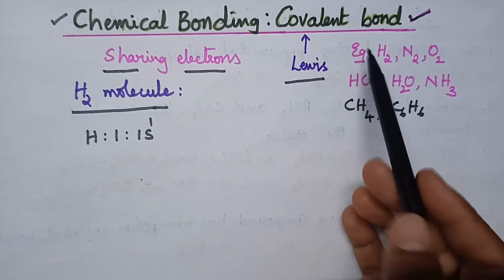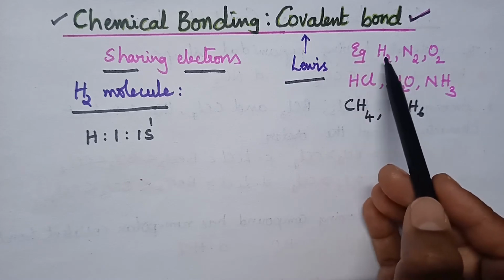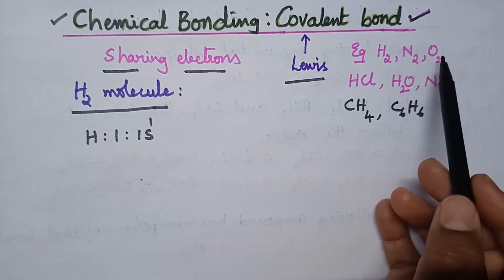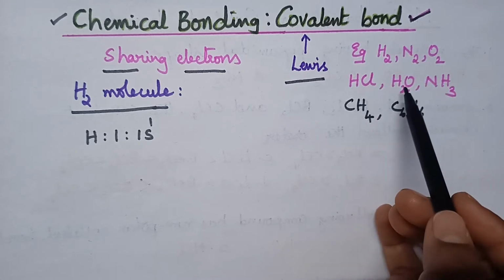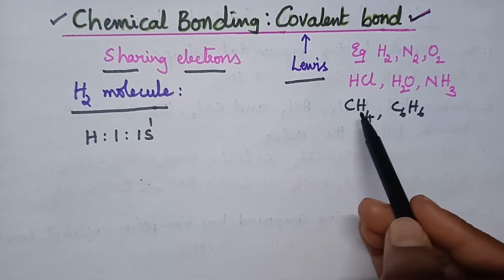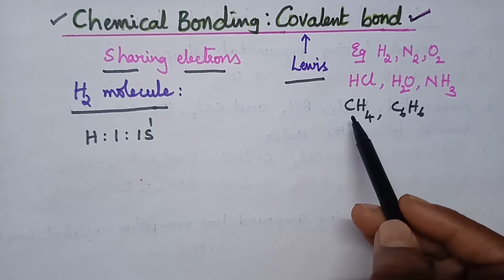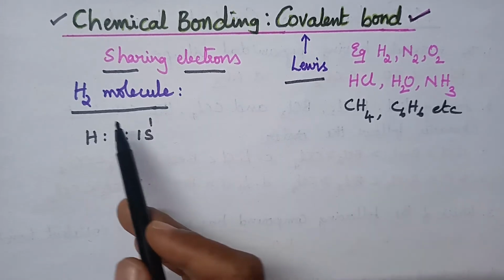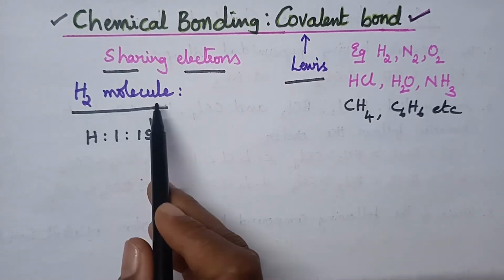Generally, a covalent bond is observed in hydrogen molecule and it is also observed in nitrogen molecule, oxygen molecule, HCl, water molecule, ammonia. Especially covalent bonds are present in organic molecules such as methane, benzene, etc. So let us see the formation of hydrogen molecule.